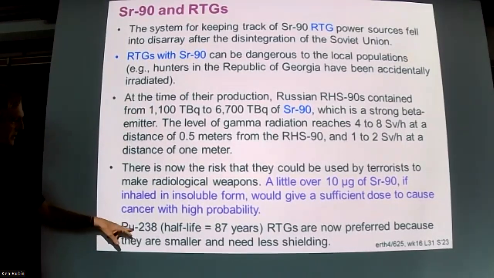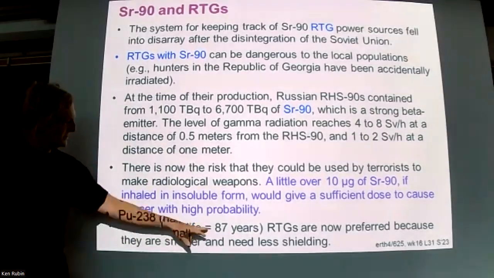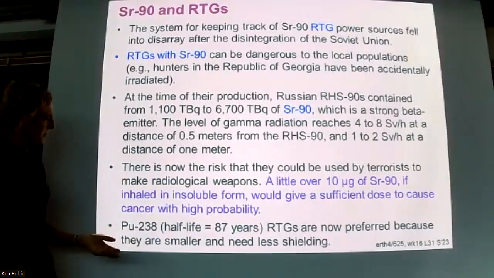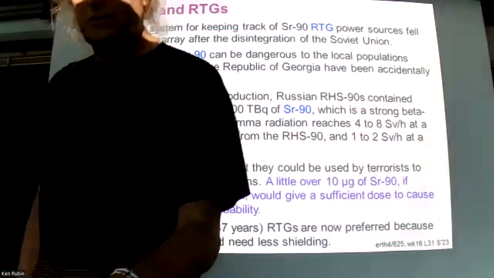So nowadays, people use plutonium. It's more common to use plutonium-238 than 239 because of the short half-life isotope. Plutonium-239 is a long half-life isotope. They need a lot less shielding. And so, it tends to be a much more stable metal.